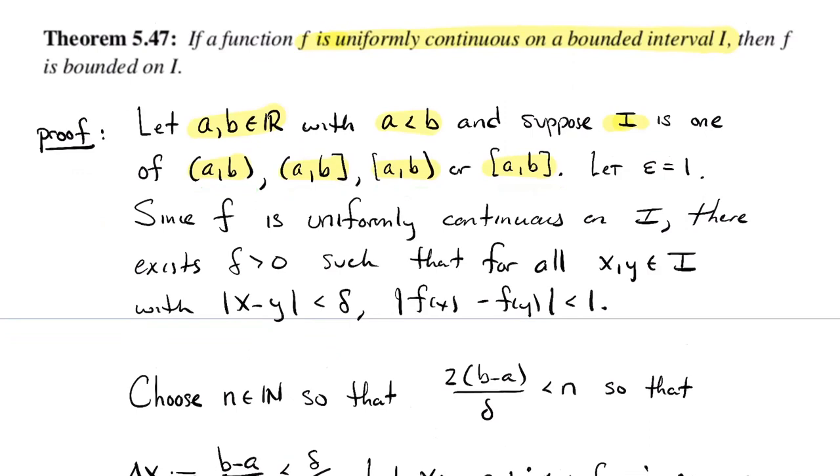And then let's use the uniform continuity. So take the epsilon to be 1. Uniform continuity says that there's some delta, depending only on that epsilon, so that for any 2 points x and y in the interval, if x and y differ from each other by less than delta, then the function outputs differ from each other by less than 1. So I'm finding some delta that's true.